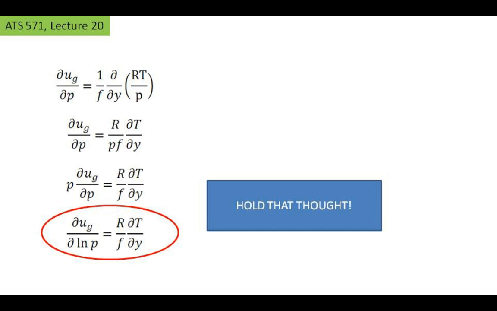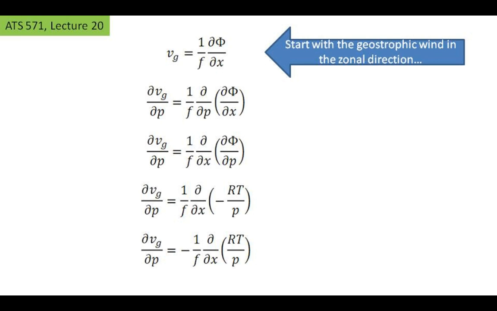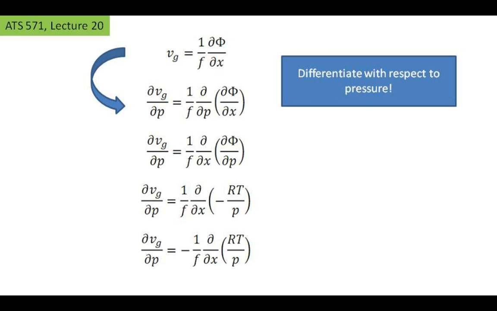But hold that thought. We now have a form of the equation that has the change of the geostrophic wind's u component with respect to height, well, log p, equal to a bunch of stuff on the right-hand side that's pretty straightforward. Hold that thought. Let's do the same basic derivation for the meridional component of the wind. I see that I made a mistake on that arrow there. It should say start with the geostrophic wind in the meridional direction. But we're going to do exactly the same steps here.